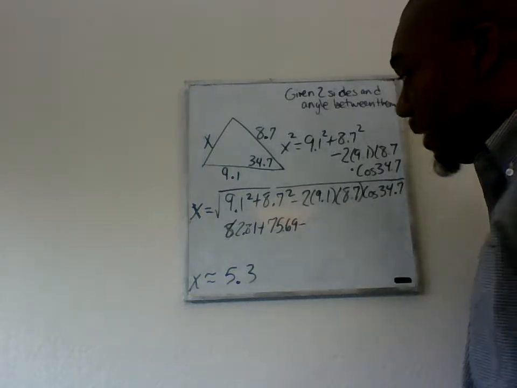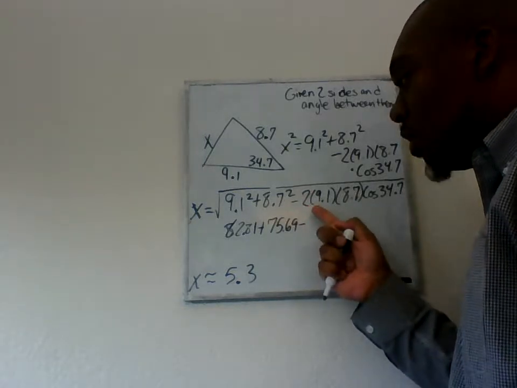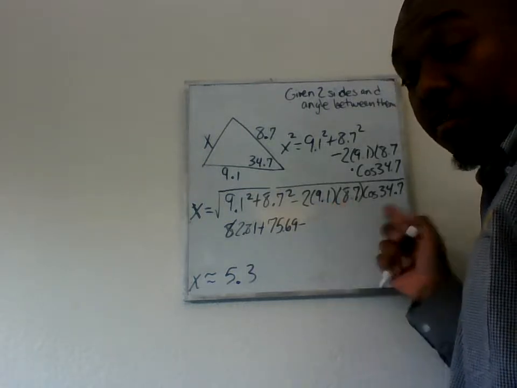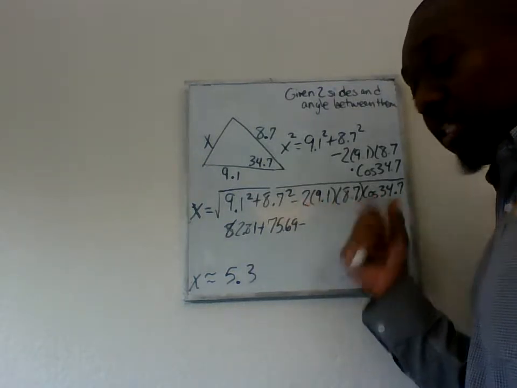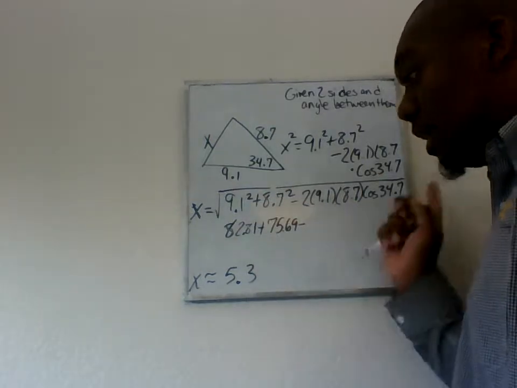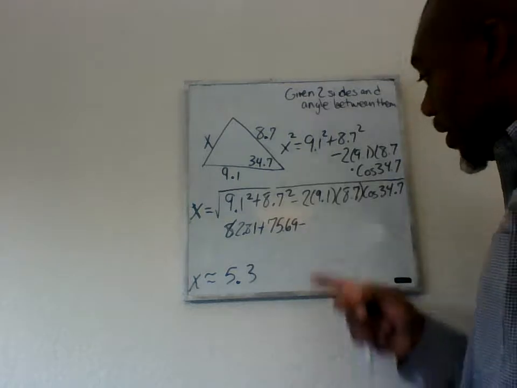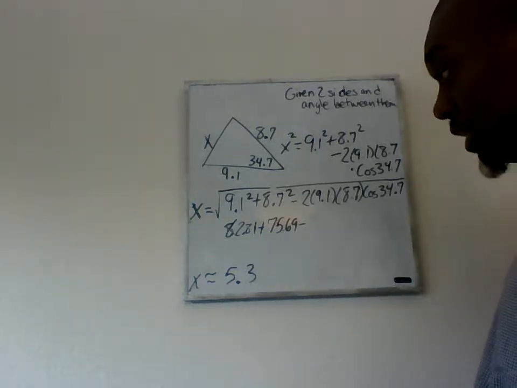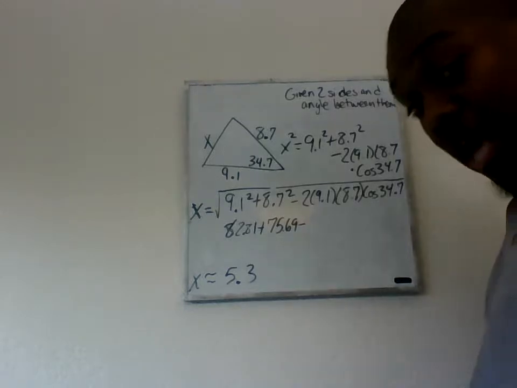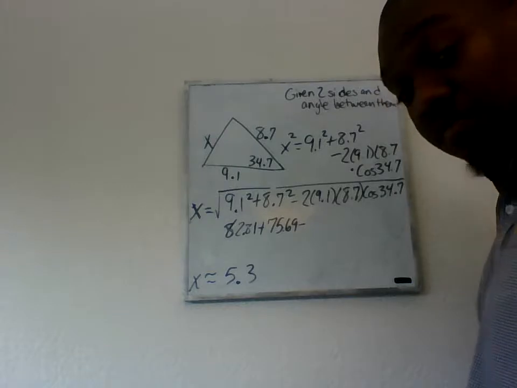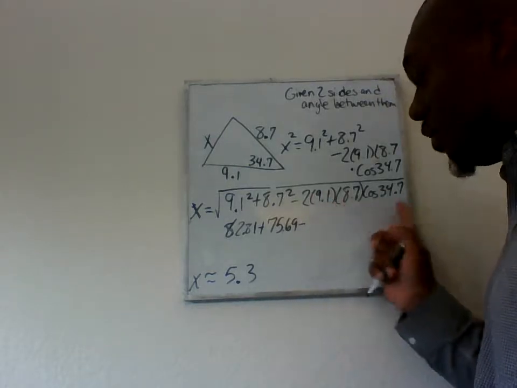That's another mistake people make. Sometimes people will just subtract the 2, or they'll just subtract 2 times 9.1 times 8.7, and they'll forget about the cosine. That all goes together. According to the order of operations, you would do exponents first, and then you would multiply. So we would multiply all of this: 2 times 9.1 times 8.7 times the cosine of 34.7. It is very important that you multiply all four of those parts.